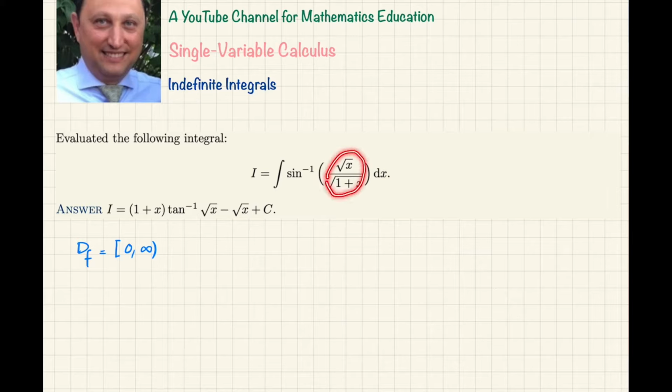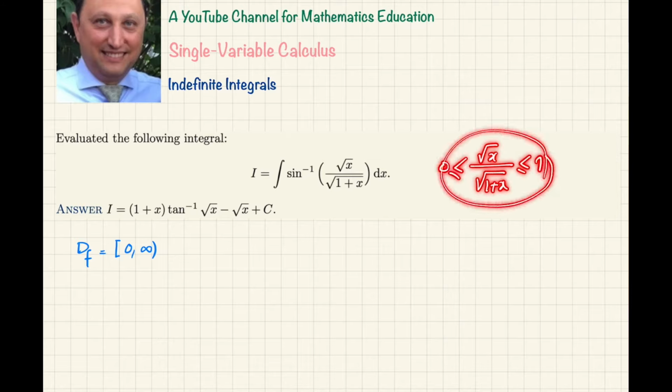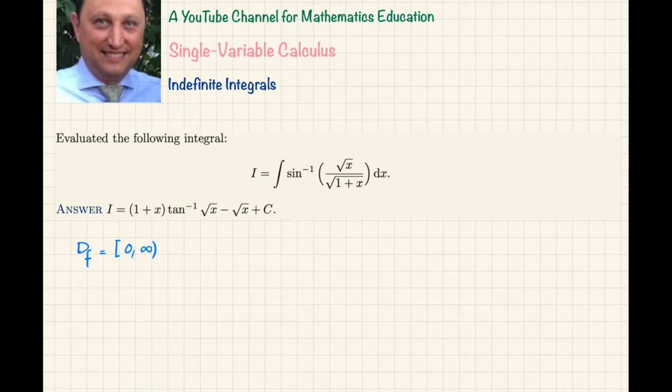So then this is defined, and it is clear that it is between 0 and 1, which means that sine inverse is also defined. So if x is greater than or equal to 0, this function is defined. But if x is negative, the square root of x is not defined, so the whole function is not defined. So if I call this function f of x, the domain of that function is this interval.